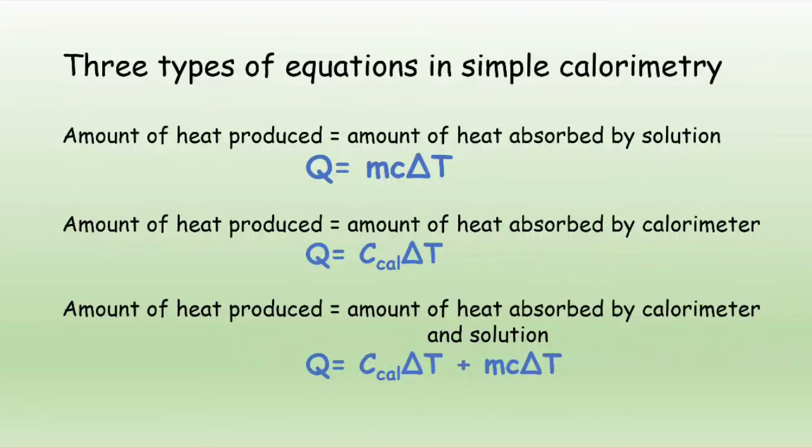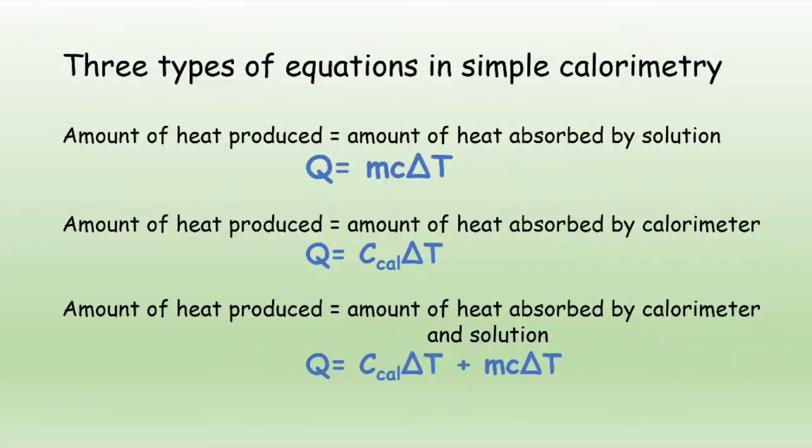When answering problems related to simple calorimetry, there are three possible types of equation that can be used. The first is Q = mcΔT. This equation is used when the assumption is that the amount of heat produced is equal to the amount of heat absorbed by the solution. In this case, it is assumed that the calorimeter is an insulator and does not absorb any heat.